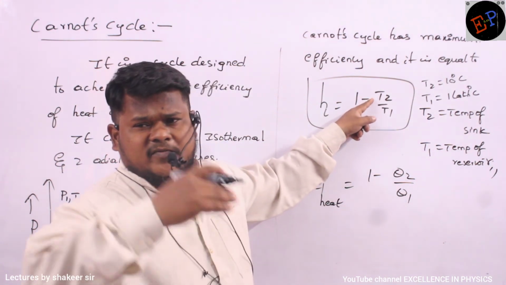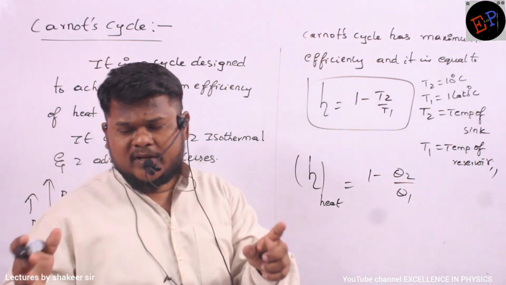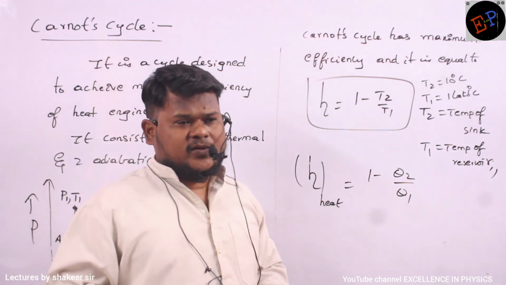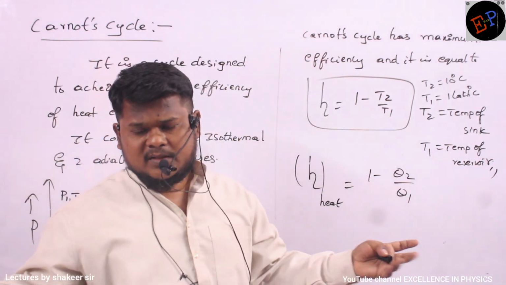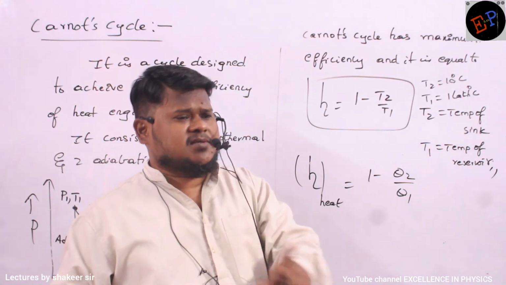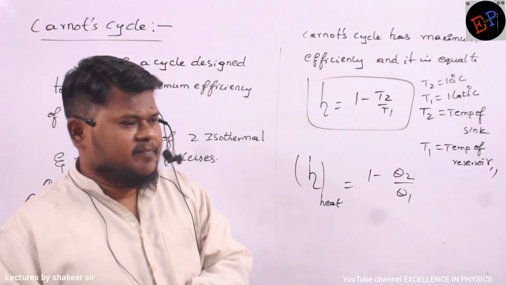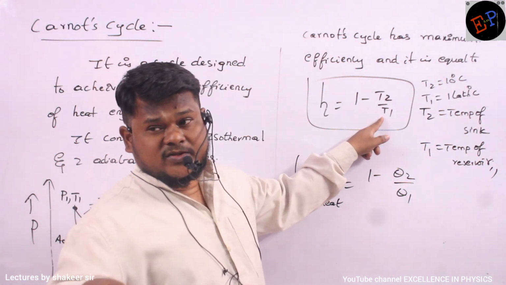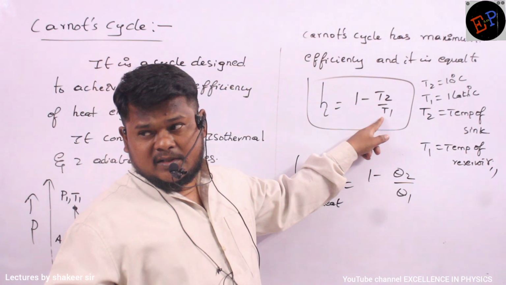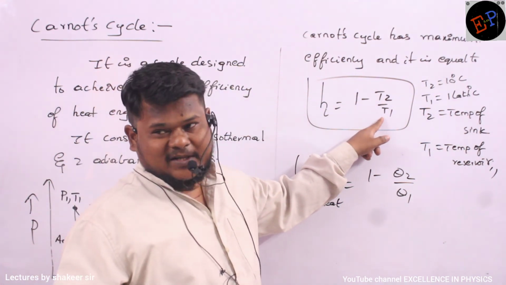Temperature of a sink should be very, very, very less. Sink temperature, for example, you take the example of a bike. Sink temperature means temperature of atmosphere, no? So if atmosphere temperature is very less, then mileage of the bike will be greater. Similarly, T1 should be very large. It means this bike should be operating at what temperature? Bike should be operating at 1 lakh of degrees Celsius, which is not possible.